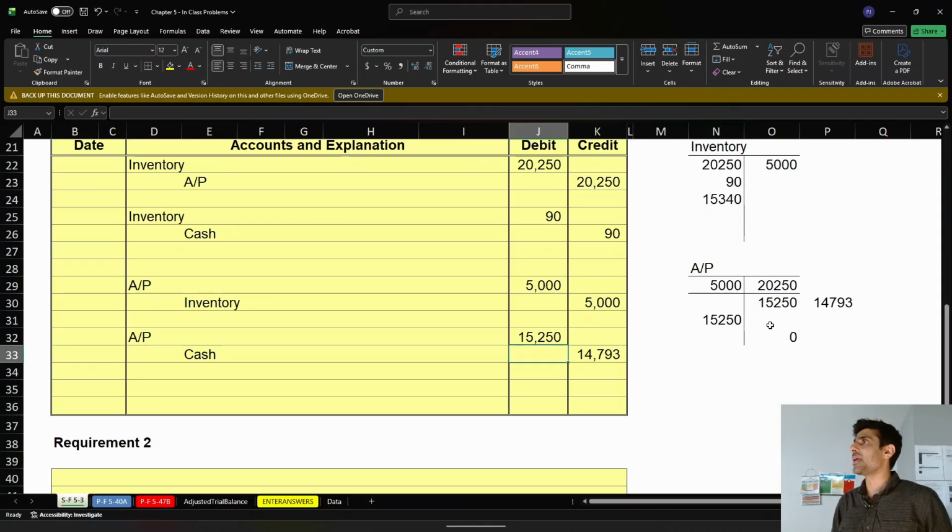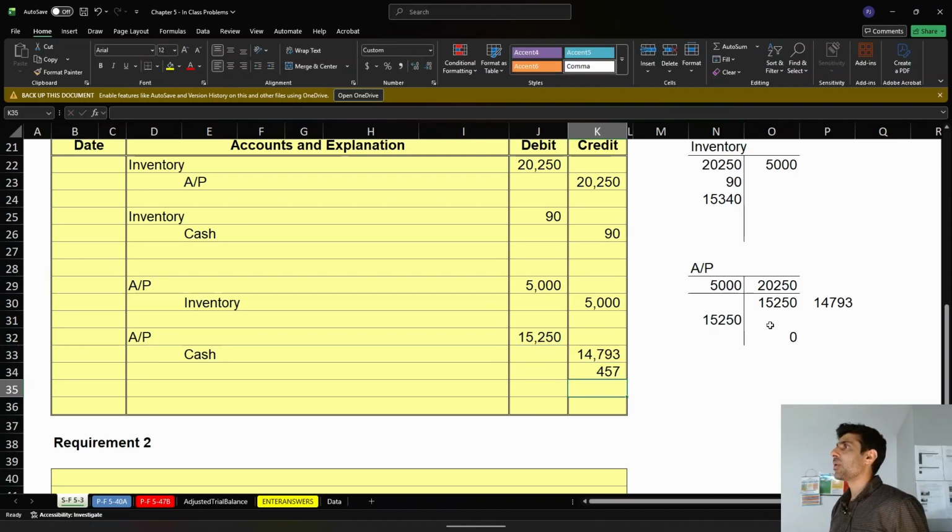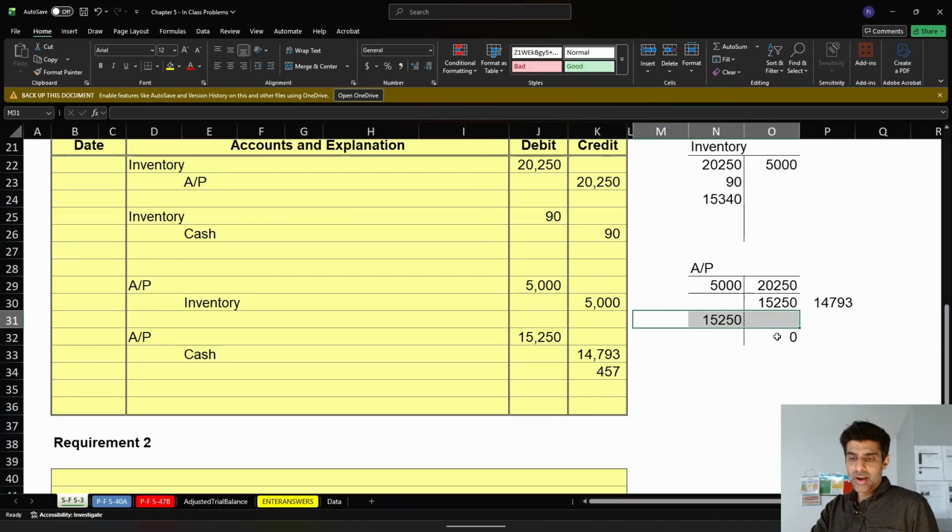So I need some third account. Do I need more debit or do I need more credit? I need more credit, right? My debits exceed my credits and I need 457 more credit. So what account is also affected by this? This is going to go to 0. I like that. This is how much cash I'm paying because I'm getting that discount.